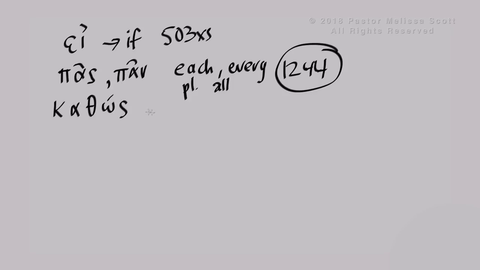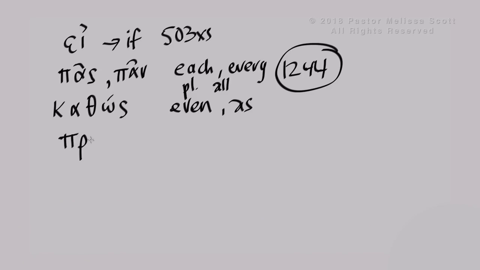Kathos, which is even or as. If you're interested, I think it's 182 times. Please don't count me and go crazy. If I missed one or two, you're going to be like, she said 1,244 and it occurs 1,247, darn it. All right. Pro, which is toward or to. This one occurs 700 times at least.